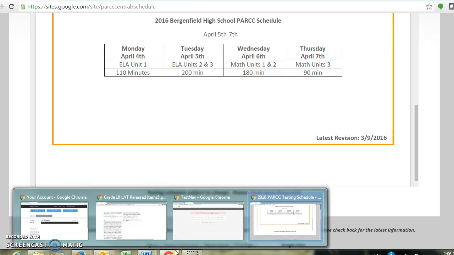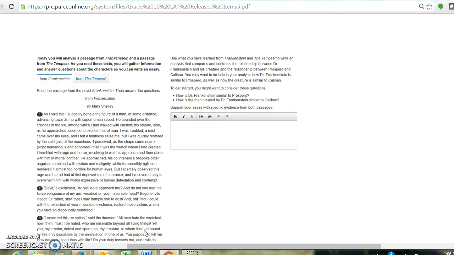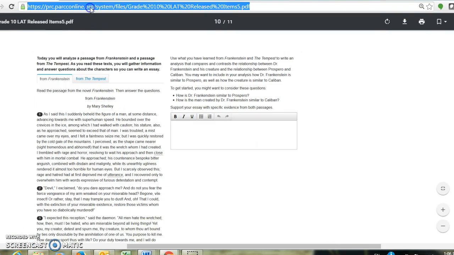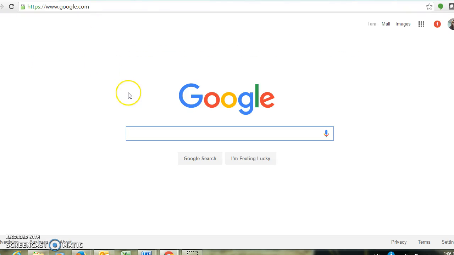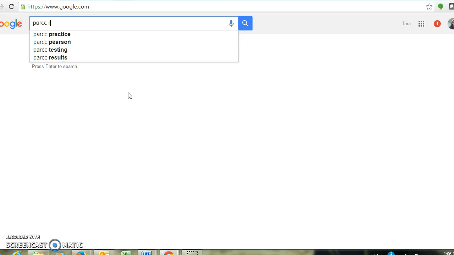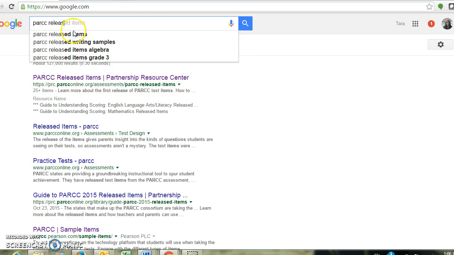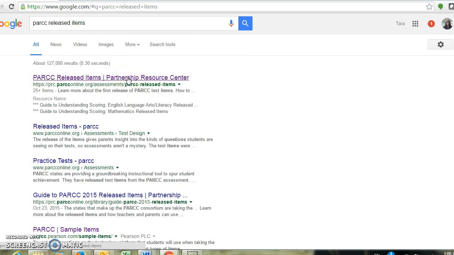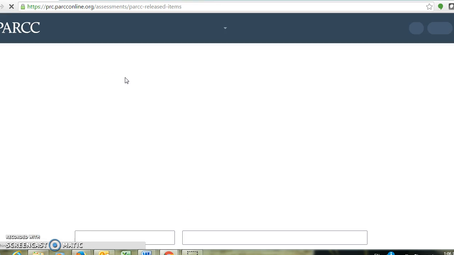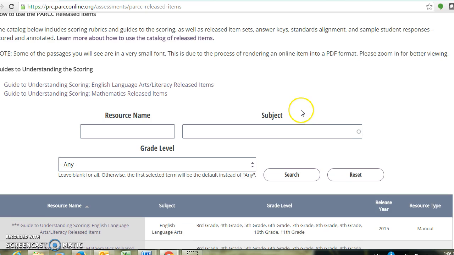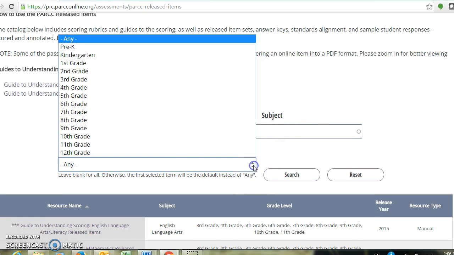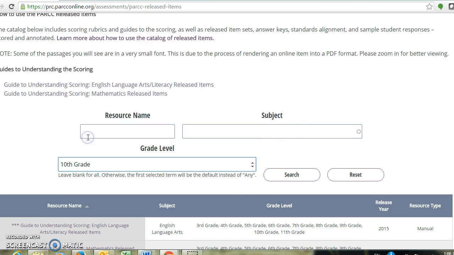So the first thing I want to show you is that you can go to released items for PARCC, and the easiest way to get to this website, because it is a long website, is you go to Google and you just Google PARCC released items. And when you go to that, the first search item you'll get is the one that you want. You click on PARCC Released Items, and if you scroll down just a little bit, you'll see this grade level bar. Go into the grade level bar, select any grade level.